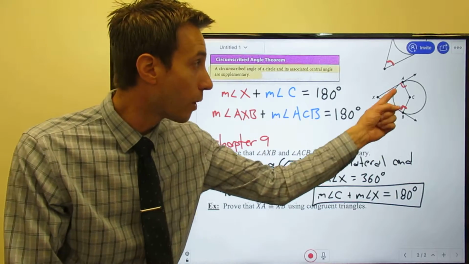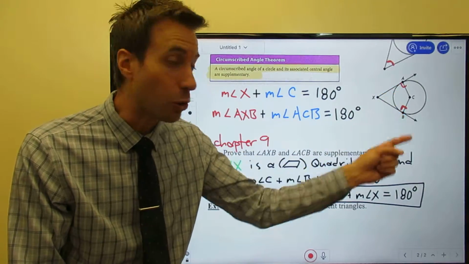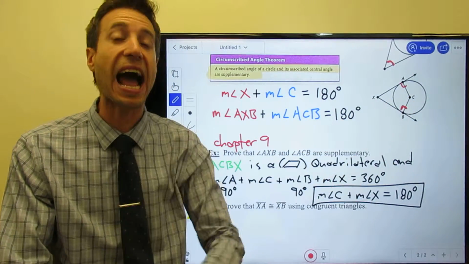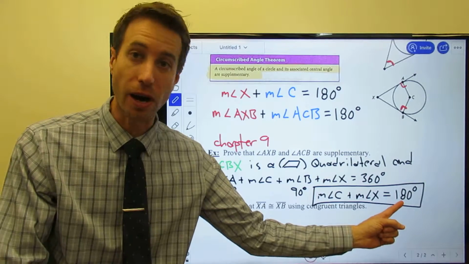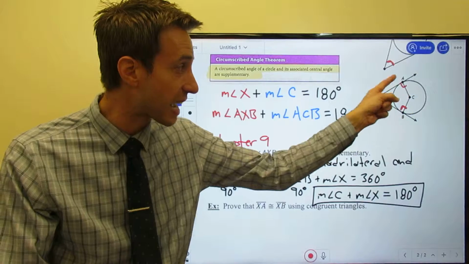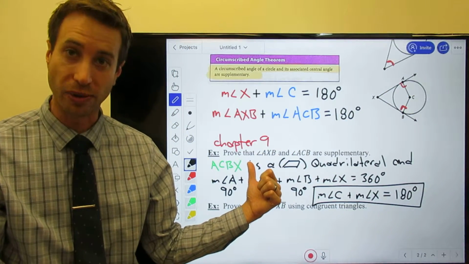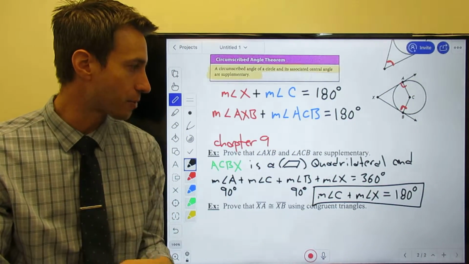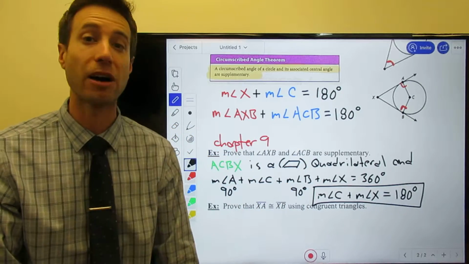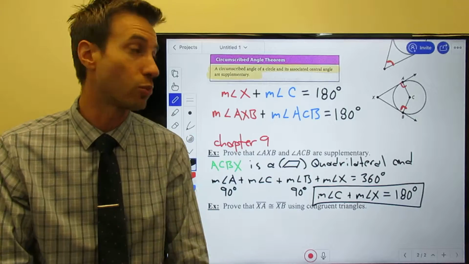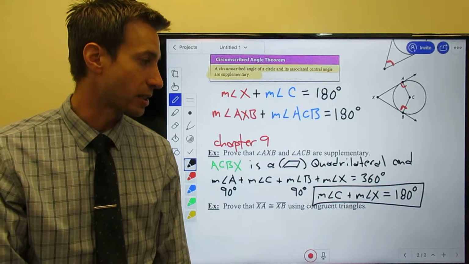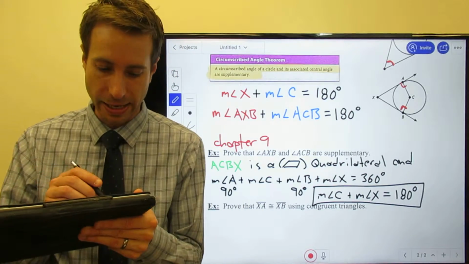How do I know? Well, angle A's got to be 90. Angle B has to be 90 degrees, so that means these two guys have to make up the other 180 degrees. They've got to sum to 180 degrees in order for this guy to be a quadrilateral. All right, so going back to what we learned in Chapter 9 about quadrilaterals and what we just learned in this chapter about tangent lines, our tangent radius theorem from the previous page, we can prove that the measure of angle C and the measure of angle X has to be 180 degrees.